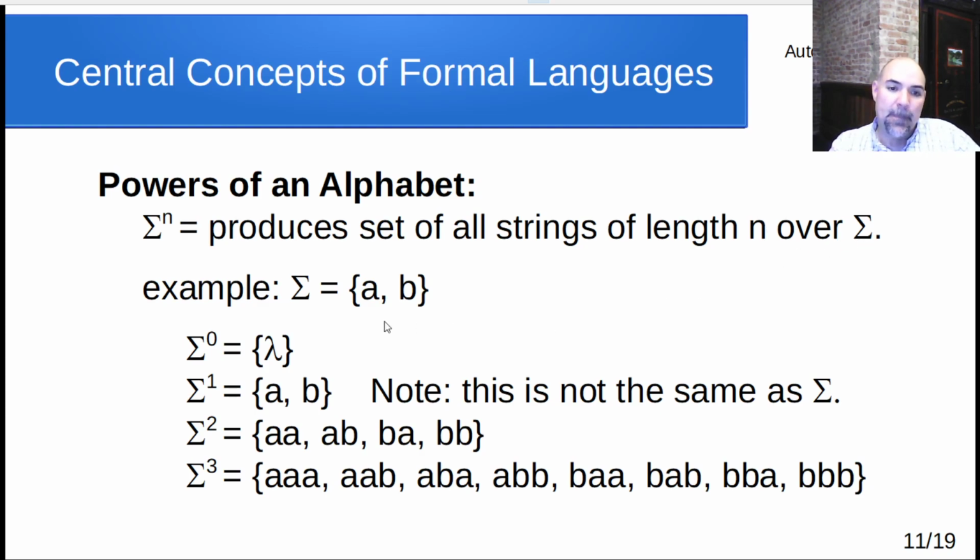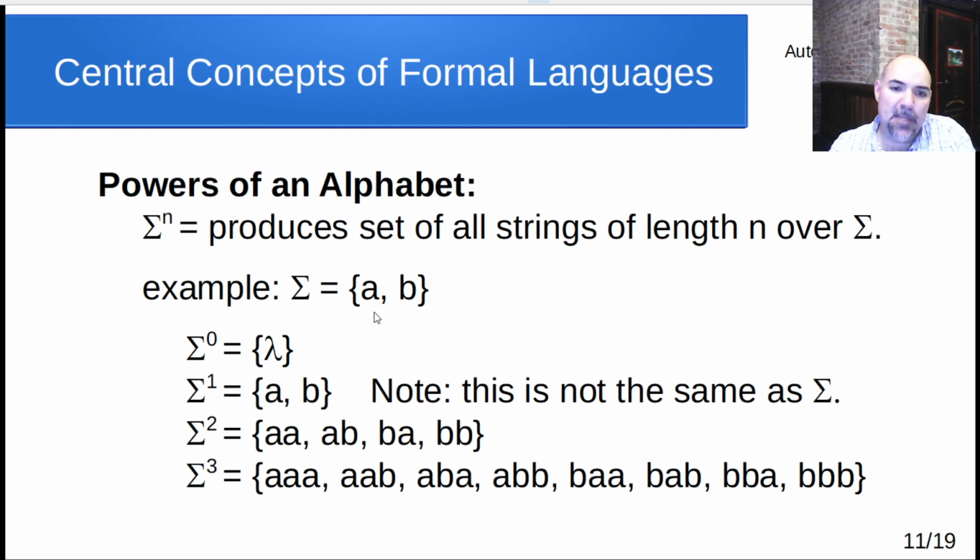So for example, if I have this alphabet defined as the set A and B, just two elements in that, then alphabet raised to the 0 is all strings of length 0 over that alphabet. In this case, it's just going to be lambda. That's the only string that has length 0. But if I say, what's the alphabet raised to the 1, that's just going to be the set A, B.